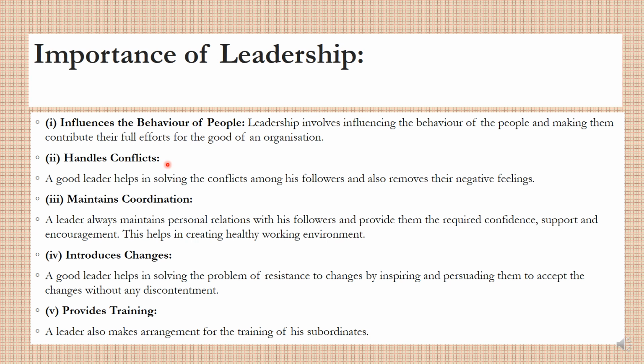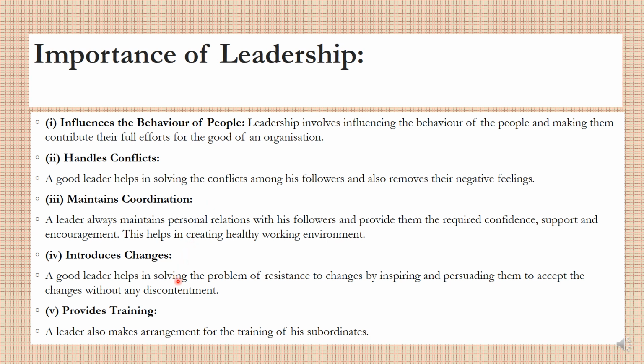So, a good leader helps in solving the conflicts among his followers and also removing their negative feelings. It maintains coordination. So, if there are people, all of them following a leader, then they would be somehow in consensus, so they would coordinate better. A leader always maintains personal relations with his followers and provides them the required confidence, support and encouragement. So this helps in creating a healthy working environment.